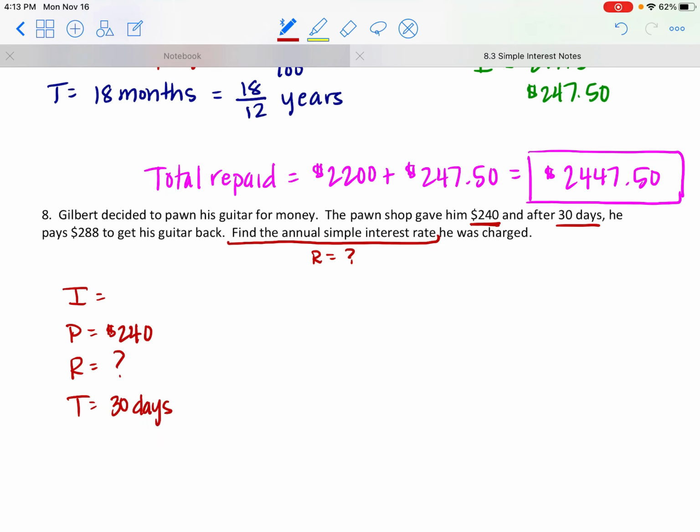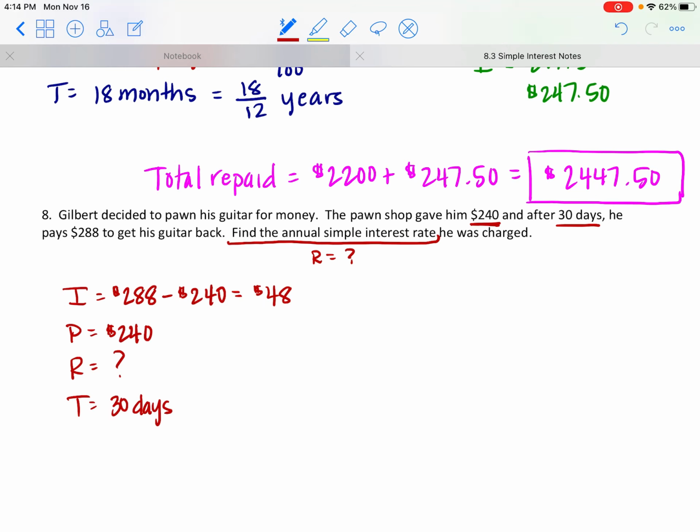He pays $288 to get his guitar back. Now the $288 is not interest. If he pays back $288 but he only borrowed $240, then the difference is the interest. So the interest is the amount he paid back minus the amount that he borrowed. So that means there's $48 in interest.